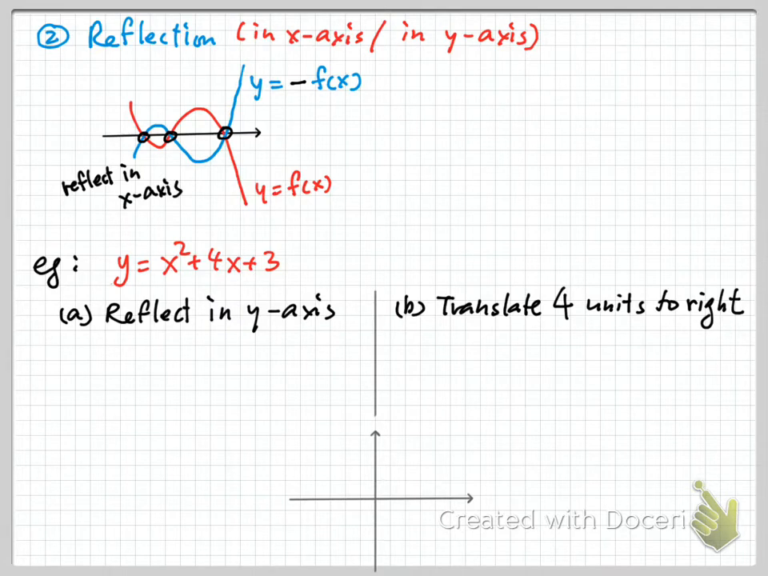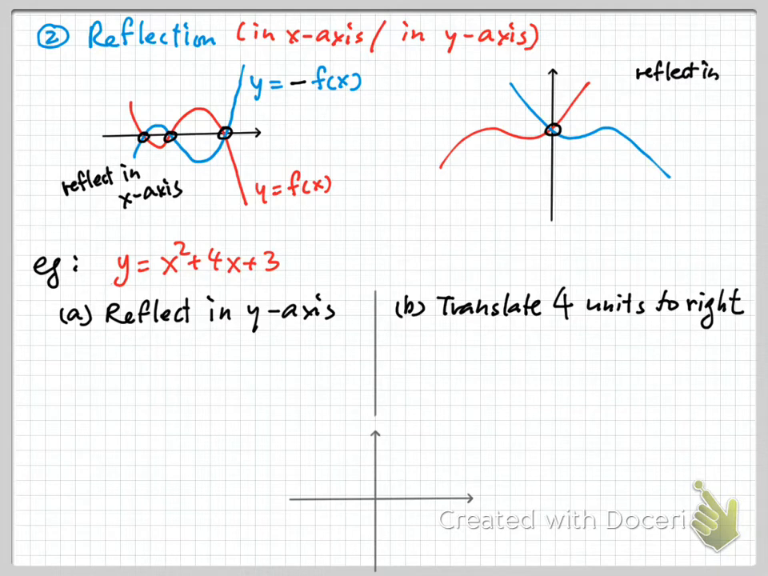Alright. Now on the other hand, if you do a reflection in the y-axis, if the graph is like this, or if the graph is like this, you do a left-right flip, then the graph will become something like this. Note when you do a left-right flip, the y-intercepts do not change. If you do an up-down flip, then the x-intercepts do not change. If you do a left-right flip, then the y-intercepts do not change. This is reflection in the y-axis.